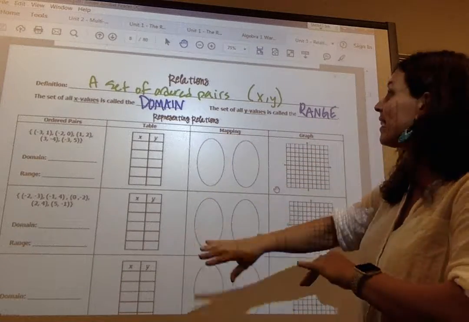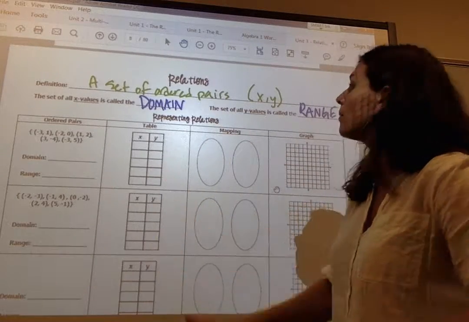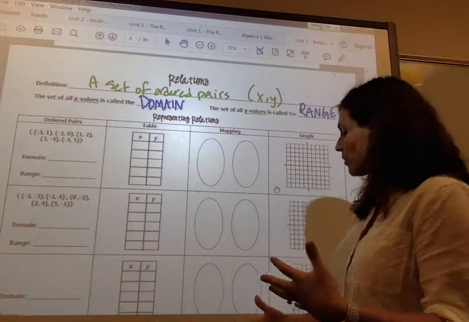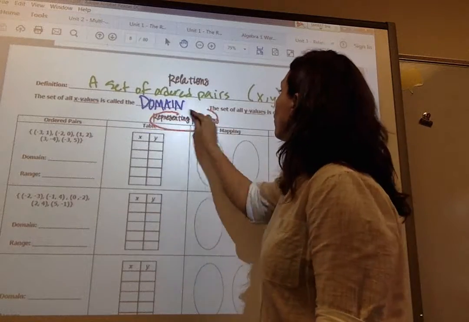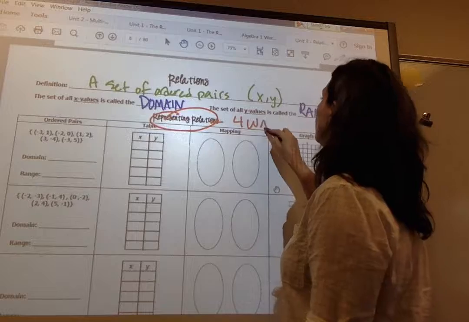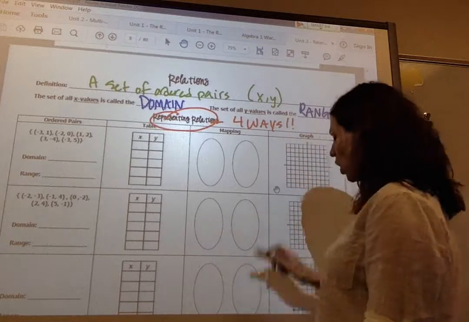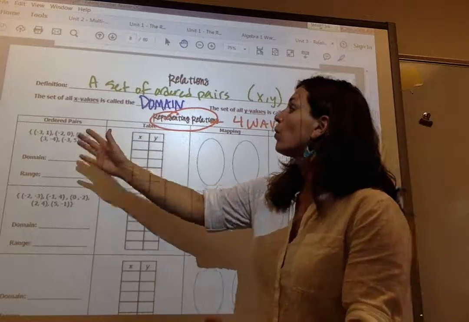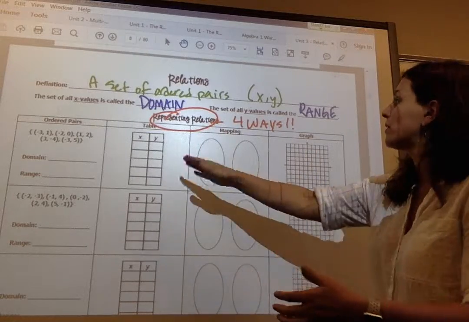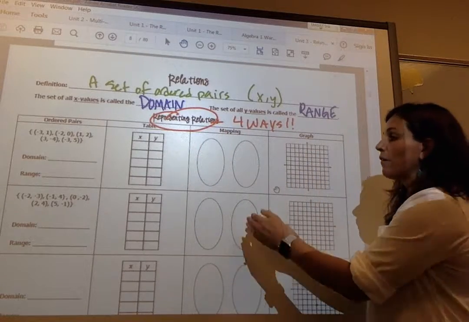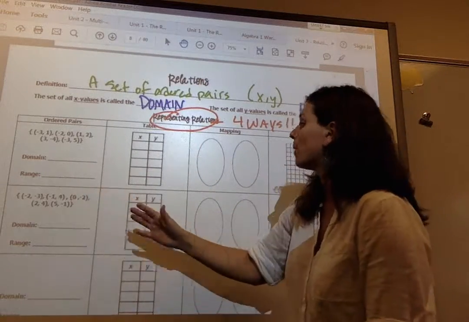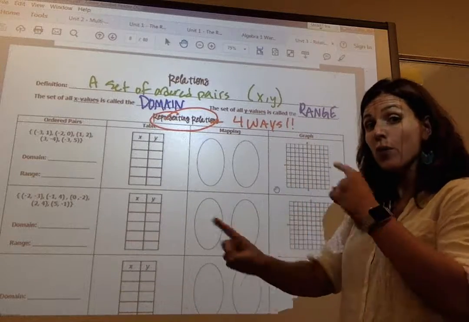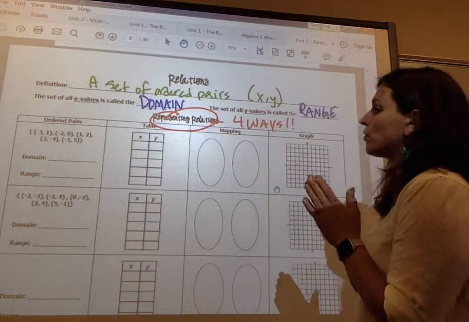Okay, so here we go. That's what a relation is, and it's any set of ordered pairs. But how do we represent these relations? We have 4 ways, and you are responsible for knowing all of them. So if I give you ordered pairs, I expect you to put it into a table, mapping, and graph. If I give you a mapping, I expect you to put in ordered pairs, table, and graph. So we need to go through all these to make sure you understand.